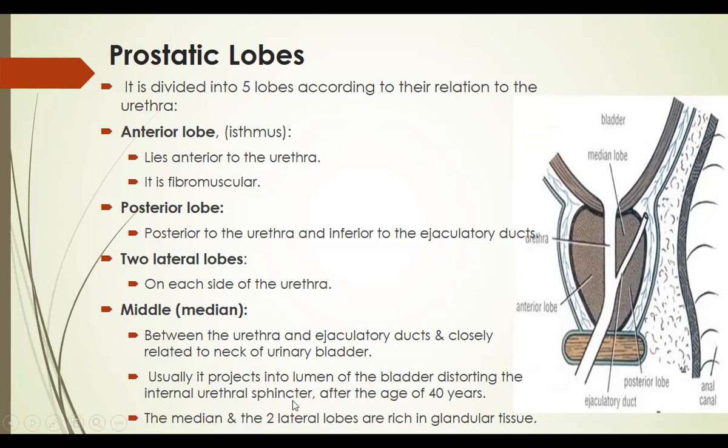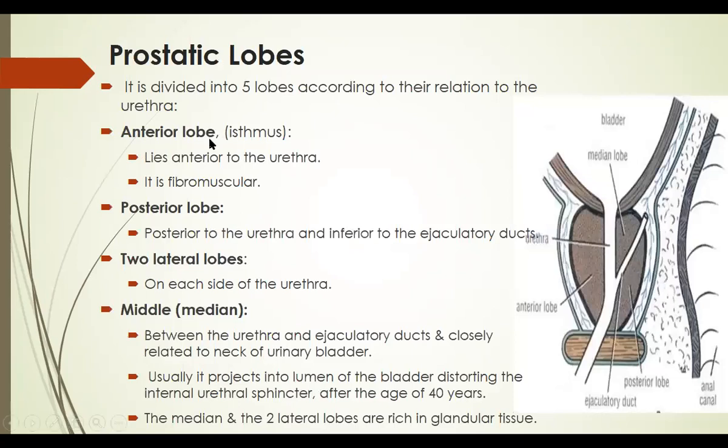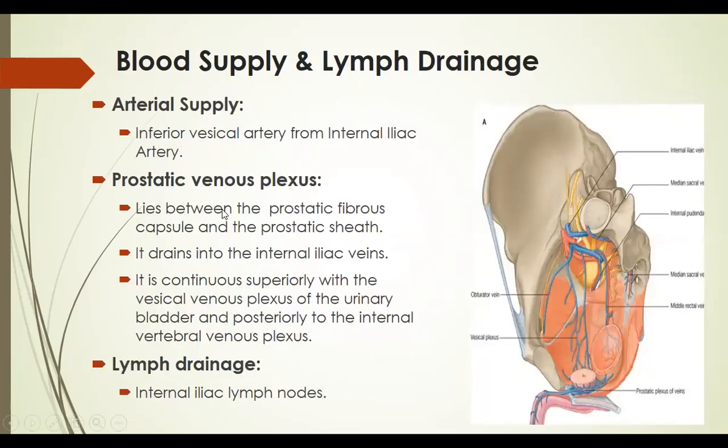The median and 2 lateral lobes are rich in glandular tissue, and the anterior lobe is fibromuscular in nature. So depending on this structure, there are different diseases related to each particular lobe that you study in pathology. I will not go into details.